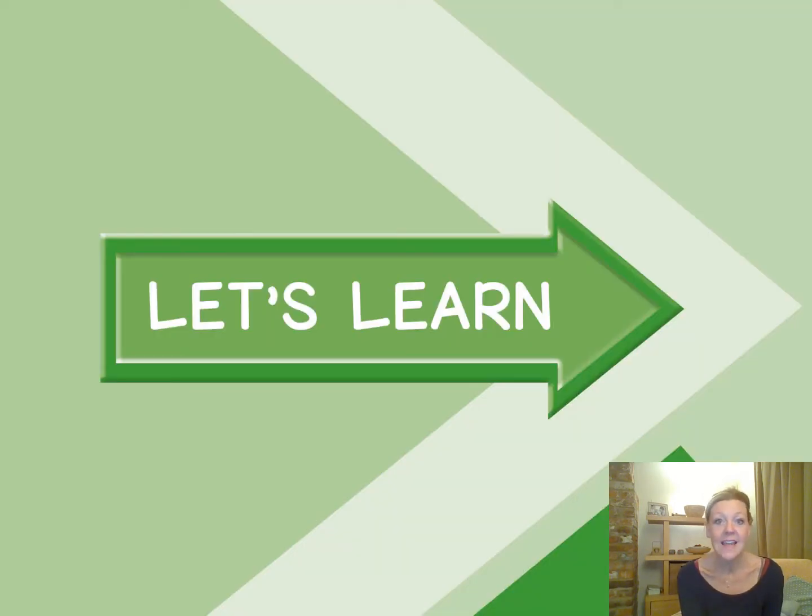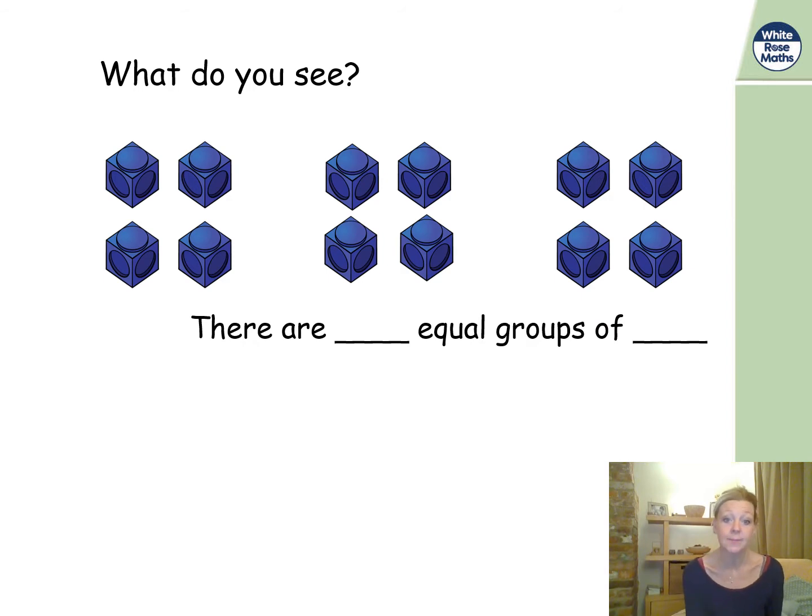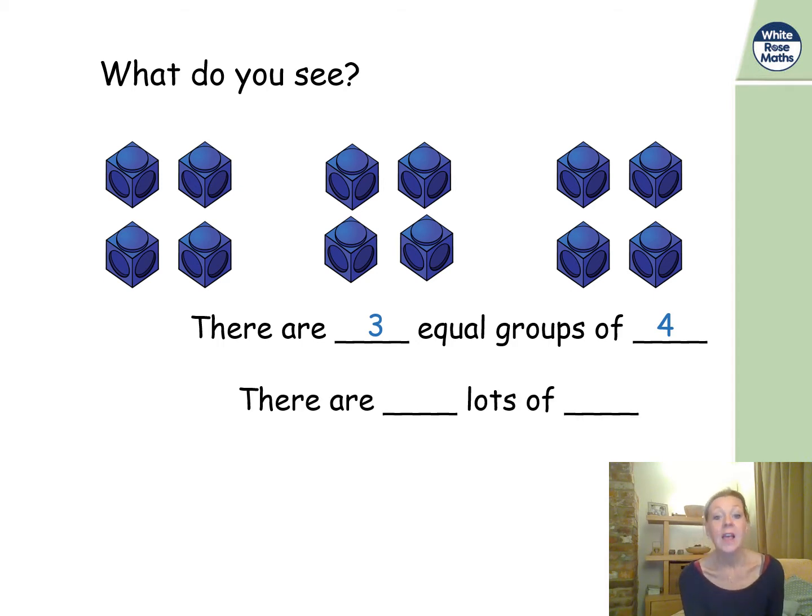So let's see how we're going to do what we're going to do today. What do you see in front of you? Have a think. This is representing a multiplication. Which multiplication do you think it represents? How many equal groups of multilink are there? How many equal groups of how many? That's right, there are 3 equal groups of 4. So there are 3 lots of 4.